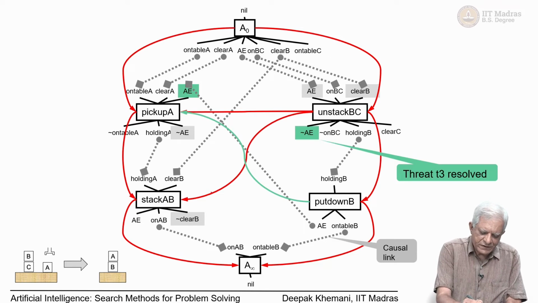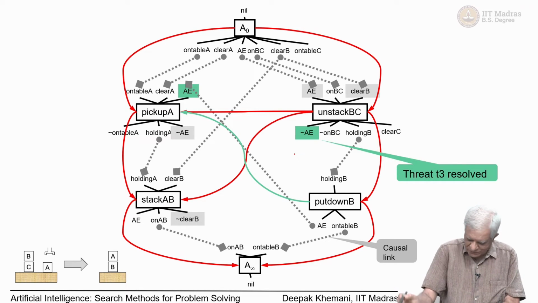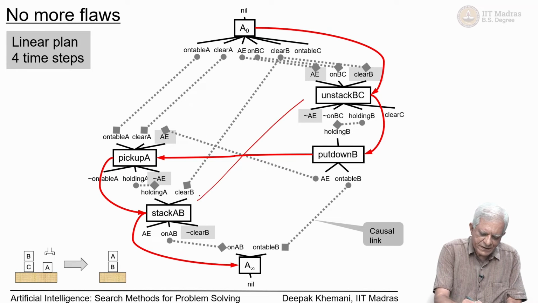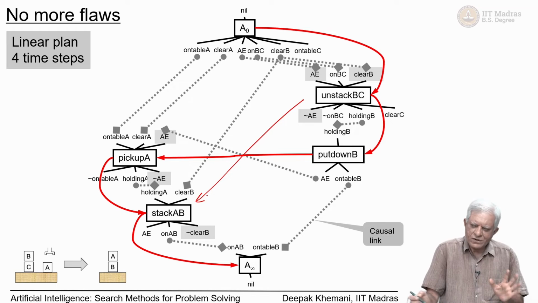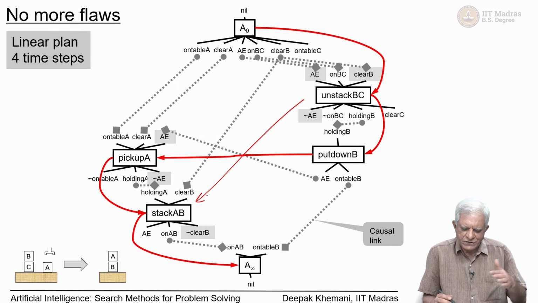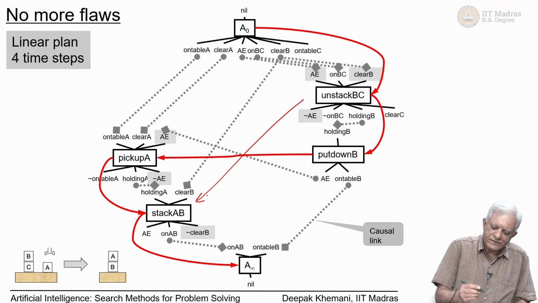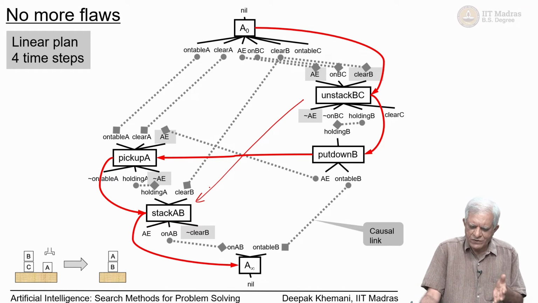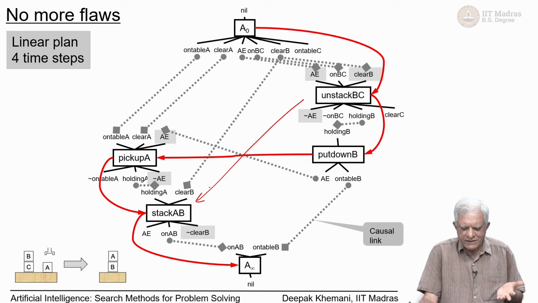So, for example, this ordering link from unstack BC to stack AB, there should be an ordering link here, but we have not drawn it because we are assuming that actions which are above occur before the actions which have been drawn below. If we drew all the ordering links, then because this is a linear order, we would have to add ordering links from every action that happens earlier than another action, and there would be too many links.